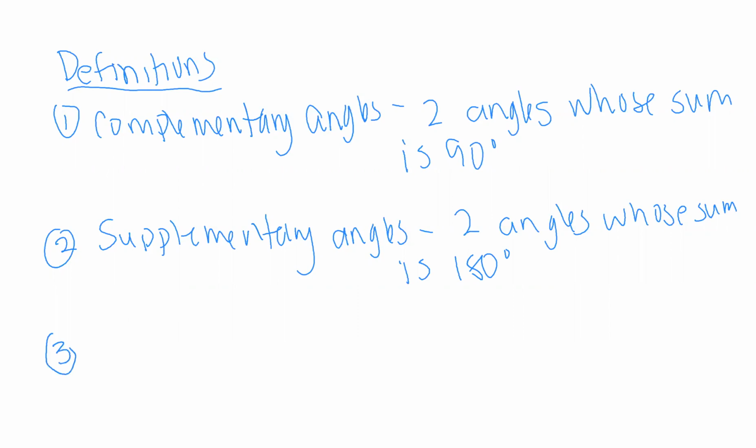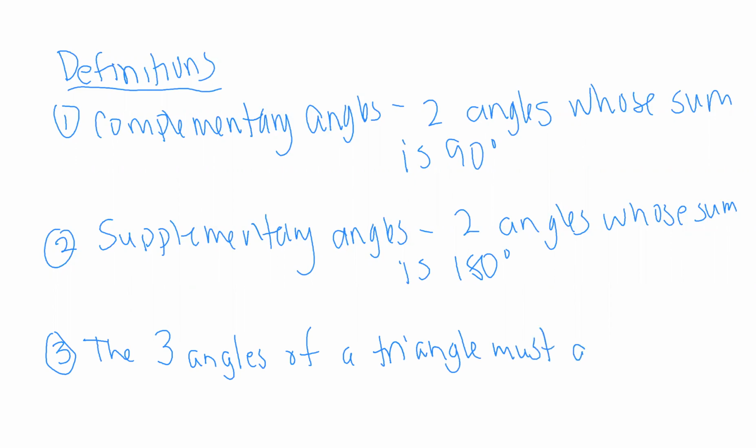The third thing you need to know is more fact than definition, but the three angles of a triangle must add up to 180 degrees. That probably came up back in unit 7 in tier 1 with geometry. So complementary angles, two angles whose sum is 90 degrees, are complements of each other. Supplementary angles, any two angles whose sum is 180 degrees, and then the three angles of a triangle must add up to 180.